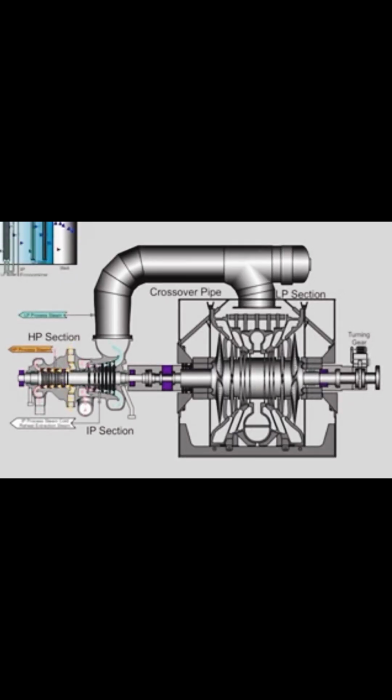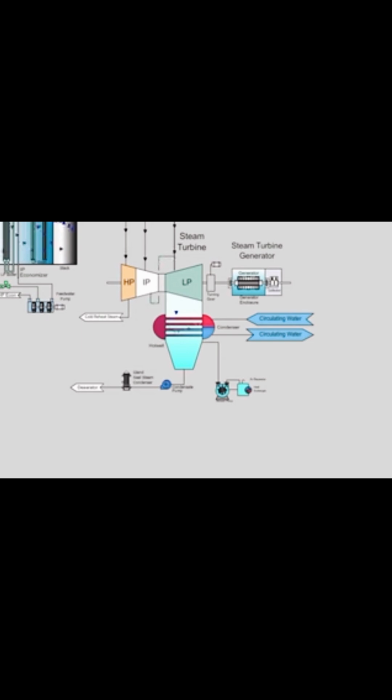Exhaust from the intermediate pressure section of the steam turbine is combined with the steam produced in the low pressure section of the HRSG, and then drives the low pressure section of the steam turbine. The exhaust of the low pressure turbine is condensed and stored in the condenser hot well. This condensed steam is then reused in the plant as condensate and feed water to continue the steam cycle.